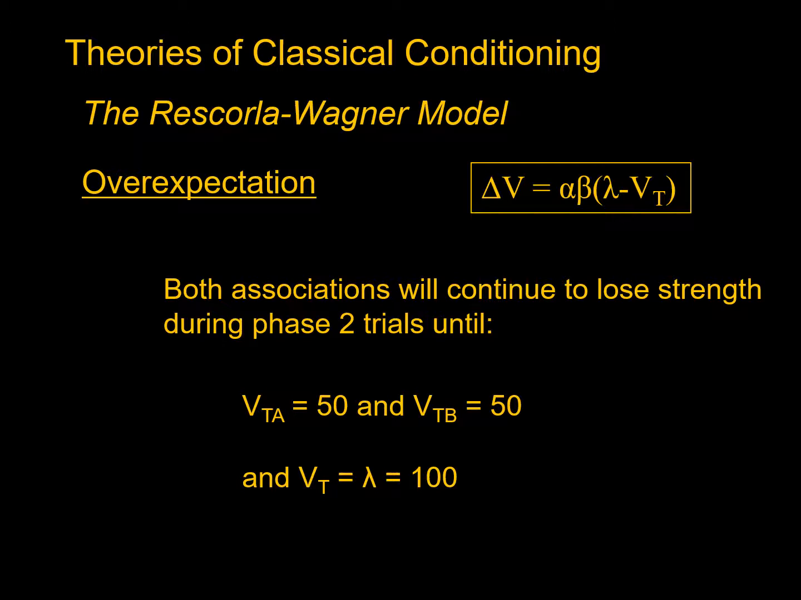That sort of makes sense? I'm hoping. All right. Now, yes, ma'am. When you say that the US can support, that's lambda, right? Yes. So we're going to keep losing strength until the total of both stimuli's associative strengths equals lambda, which in this case is 100. And again, because they're equally salient, they're going to move at the same rate until both of them have 50 units of associative strength. So we're going to lose associative strength for both associations.